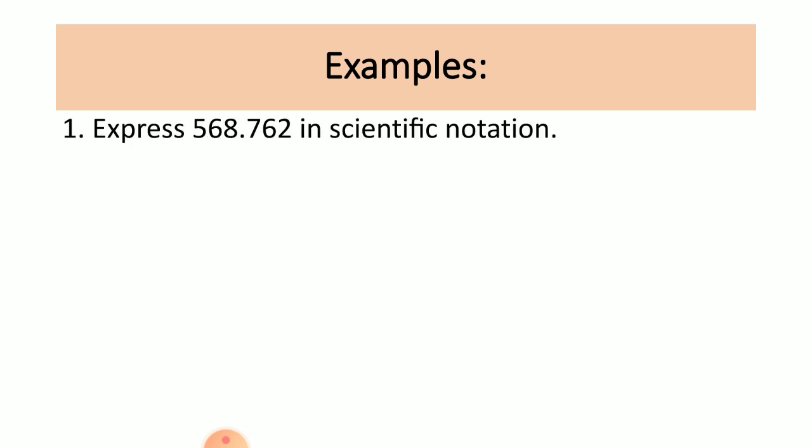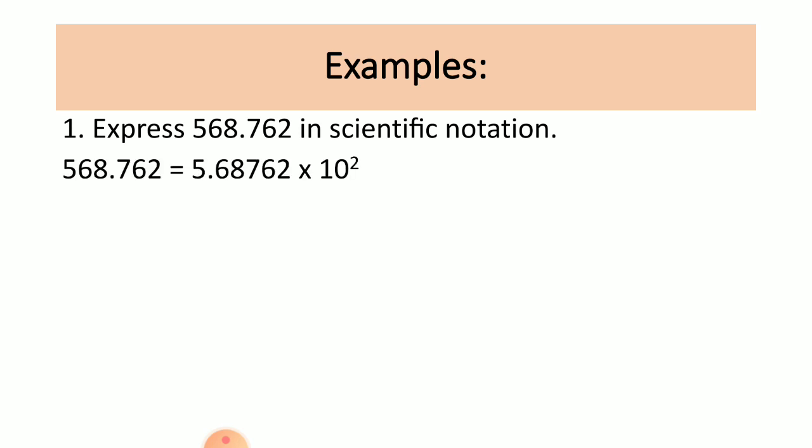Example 1. Express 568.762 in scientific notation. So the decimal point is located between 8 and 7. As I have said a while back, the main goal is that there should only be one non-zero digit on the left side of the decimal point. Therefore, we will move the decimal point 2 units to the left. Since we will move it to the left, then the exponent will be positive.